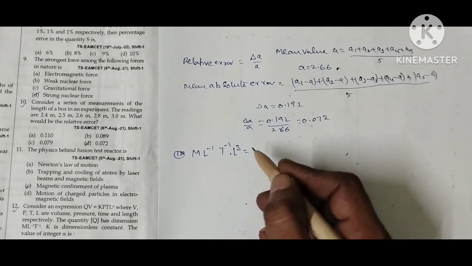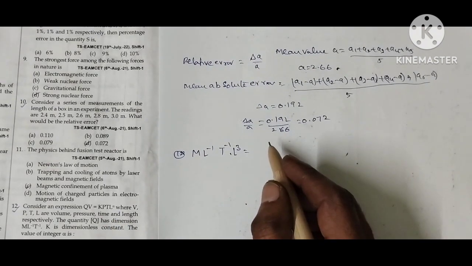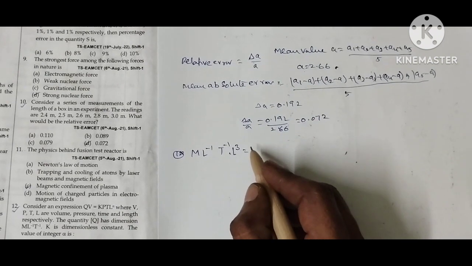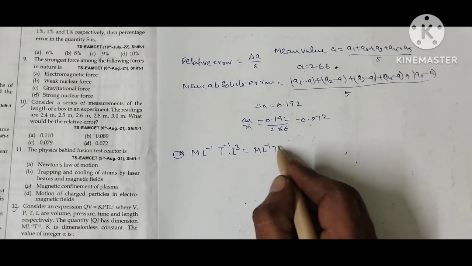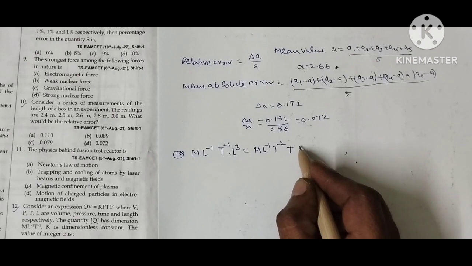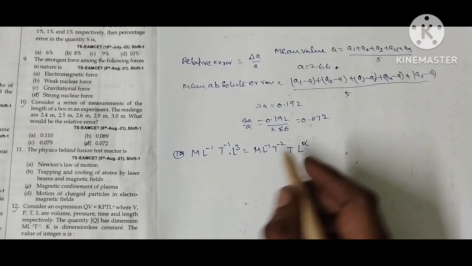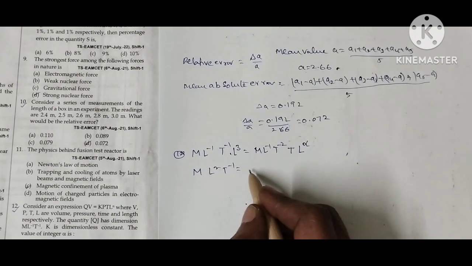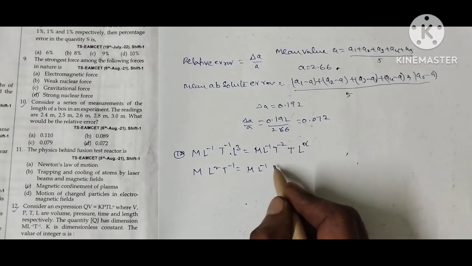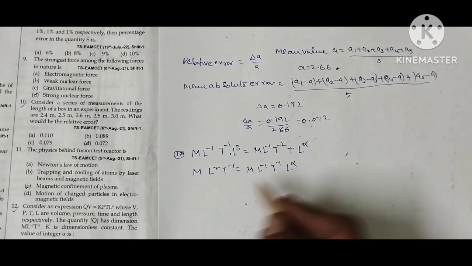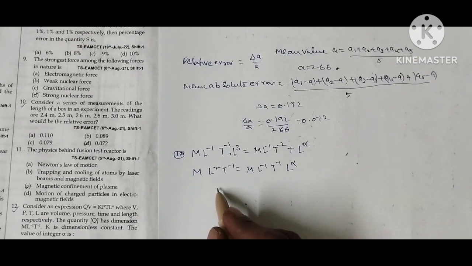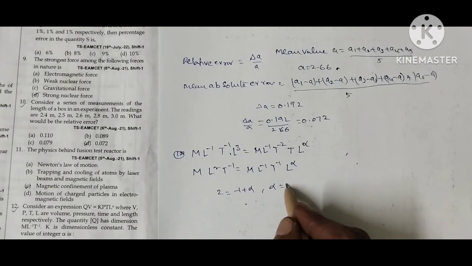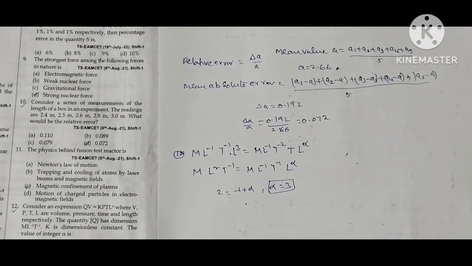K is the constant value, P is the pressure, T is the time, L is length. The pressure dimension formula is M L power minus 1 T power minus 2, time means T, length means L power alpha is given. If you equate these two, M L square T minus 1 is equal to M L power minus 1 T power minus 1 and then L power alpha. So we can compare the L values. You will get 2 is equal to minus 1 plus alpha, or simply alpha is equal to 3. So the answer for this alpha will be 3.